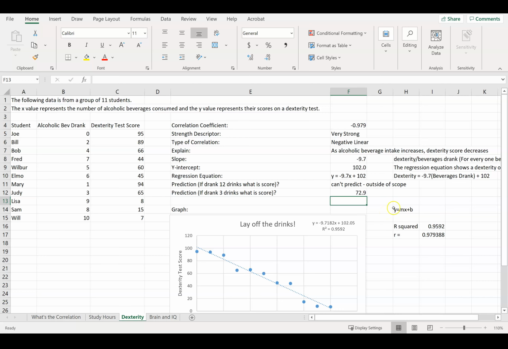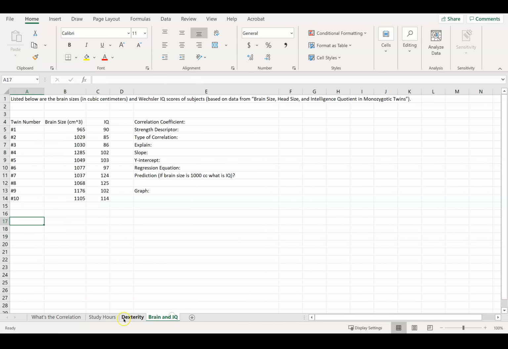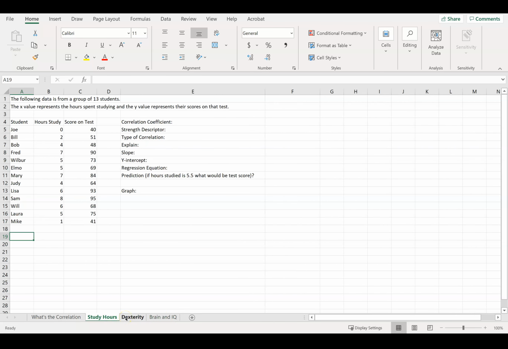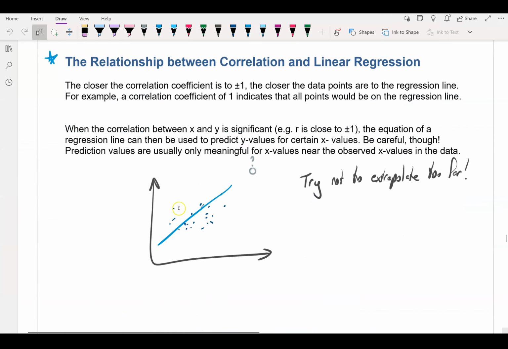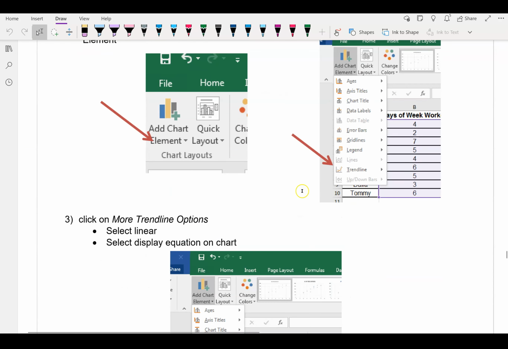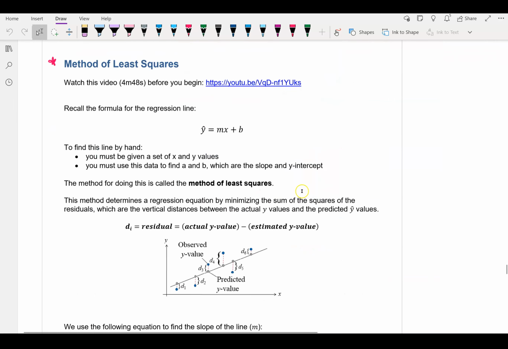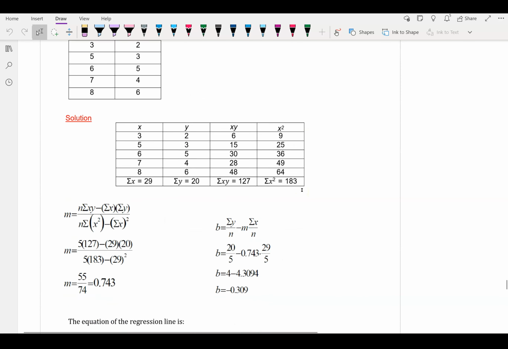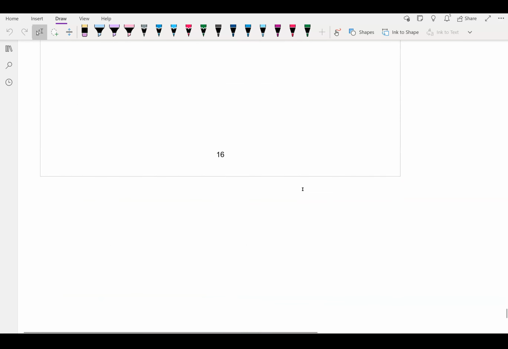If you have any questions for me, it's very important that you get in contact, okay? But that's it. Study hours and brain IQ I'll leave for you. I'll put the full answer keys online. And then remember that the rest of these notes, first of all, is just how to do the regression lines. And then a little bit about a topic that we're not going to do.